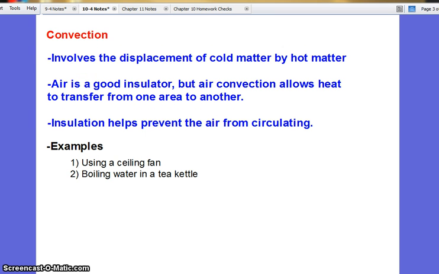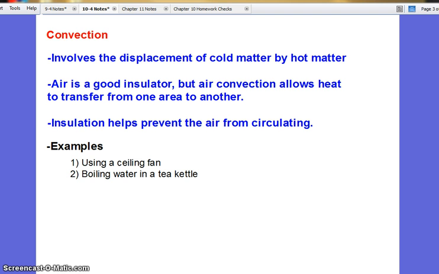The second method of heat transfer is convection. Convection involves the displacement of cold matter by hot matter. In other words, it's a circulation of a fluid. We say that hot air rises. And so as the air rises up, it's going to displace the colder air at the top of the room and push it back down so it too can be heated.